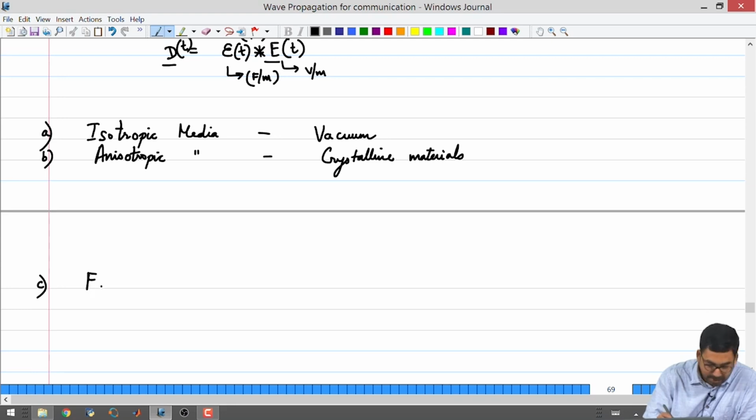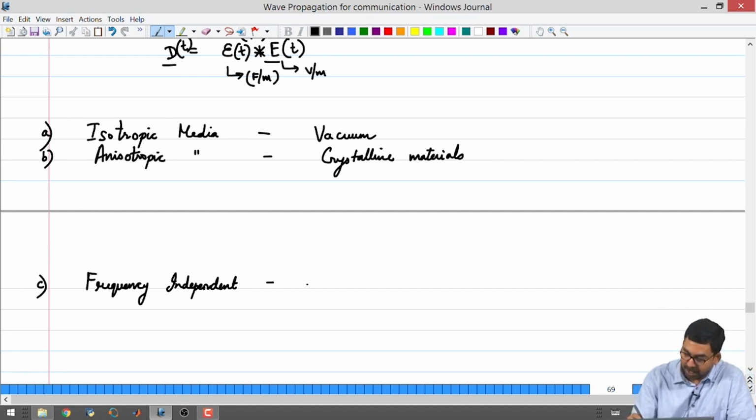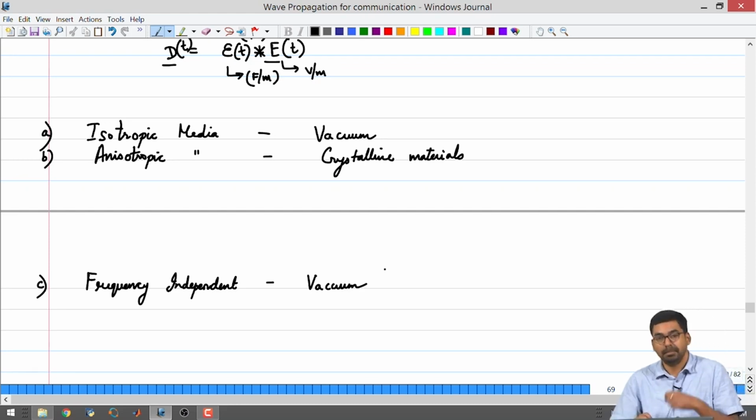You have frequency independent materials. The only example that I am aware of is vacuum. Okay. In practice, you will not have frequency independent materials, you will have frequency independence in a small range of frequencies between 1 megahertz and 2 megahertz. There is no significant change in epsilon, mu, or RLGC parameters.